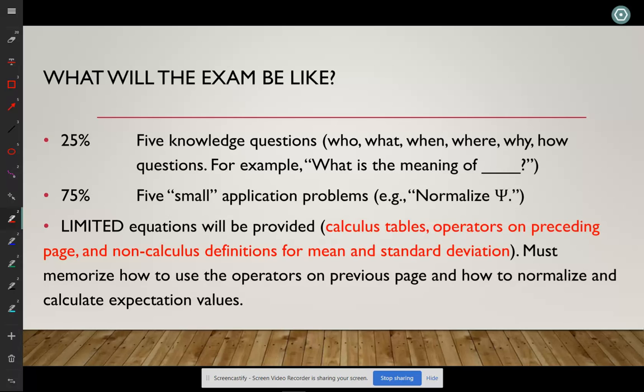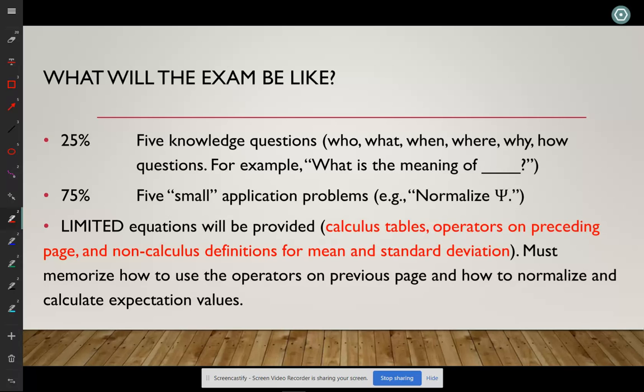And so, the limit equations and calculus tables will be supplied. Operators are on this. This is the calculus table that will be supplied. I don't think you'll need anything else. If you think you need something else, ask. And if it's a reasonable calculus requirement, like I don't remember what the integral of this is, I probably will give you something to help you out. I don't want to leave you stranded on that. And so that's what will be supplied.